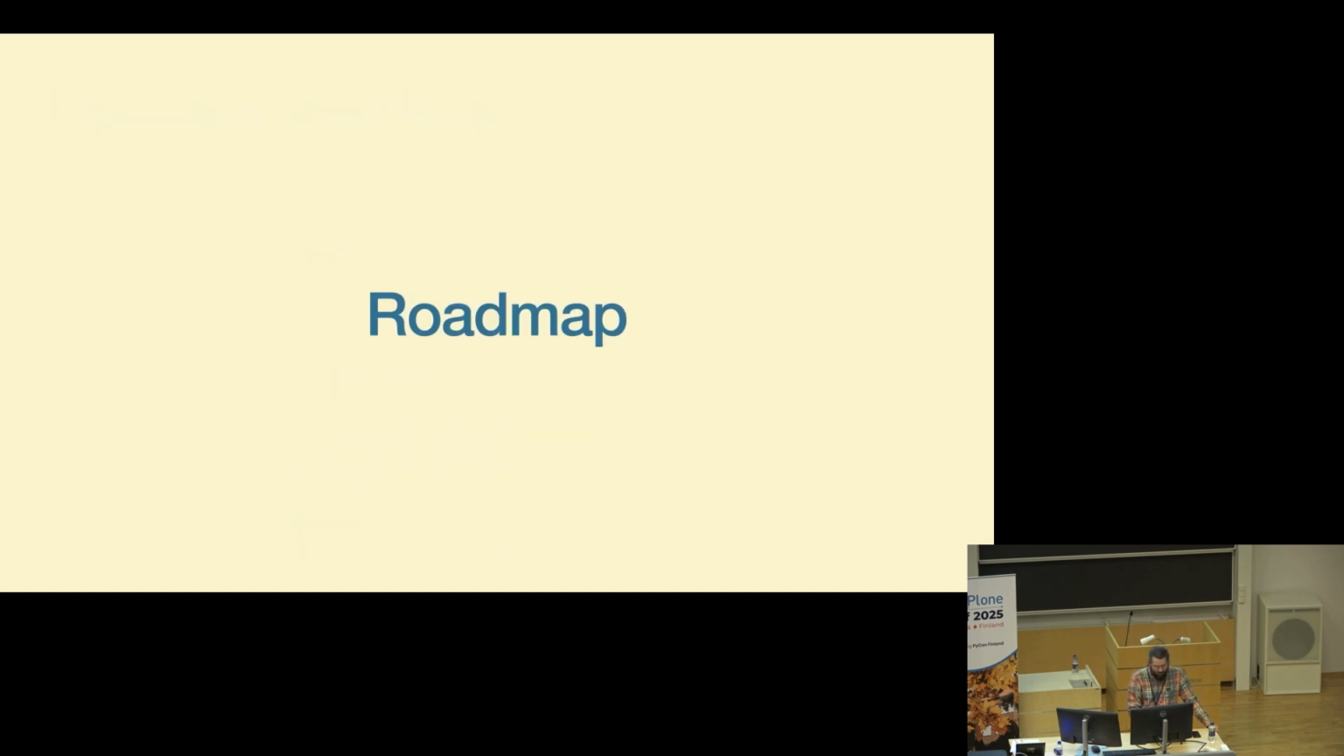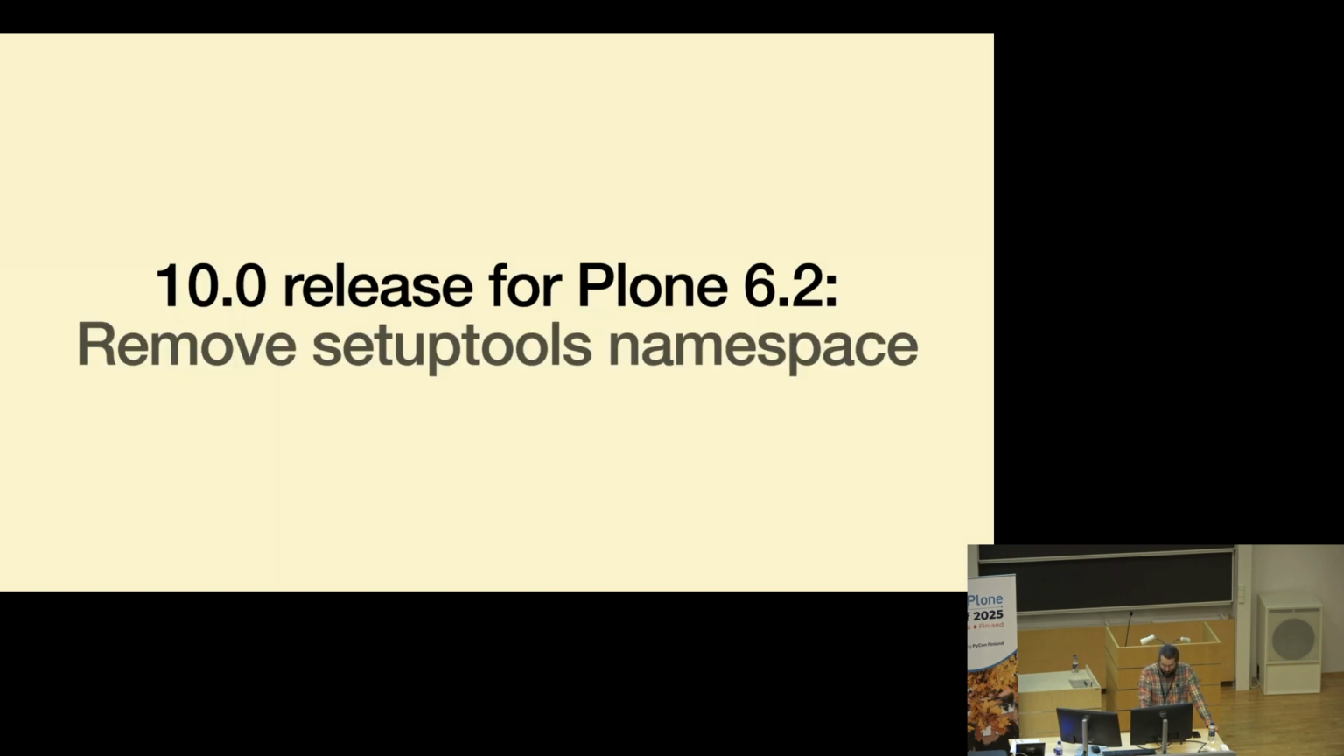All right, that's the quick version of what's happened the last few years. Now let's look ahead. The roadmap is pretty simple. Don't break it. The goal is stability, not changing things that we don't have to. We will make a 10.0 release soon, and really there's one thing that we want to do there, which is technically a breaking change. We want to remove the setuptools namespace because we're switching to the native namespaces that Python packages have now.